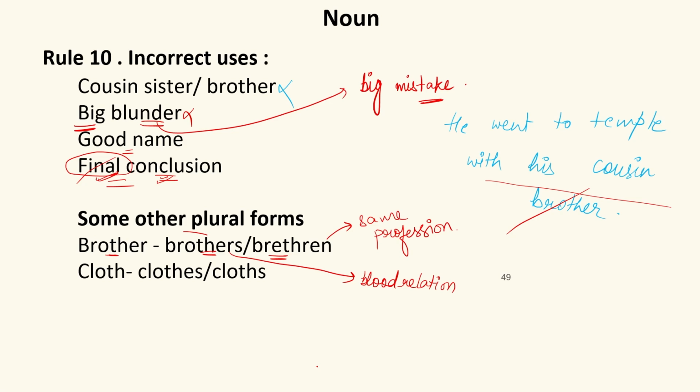But here as well we cannot use brethrens, because brethren is itself a plural form. So we cannot write brethren as singular or brethrens as plural. Brethren is a plural word. Now we have the word cloth. Cloth can have two plurals, clothes and cloths. Clothes is used for stitched clothes and cloths for unstitched.